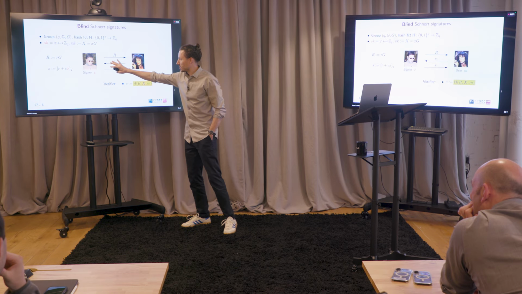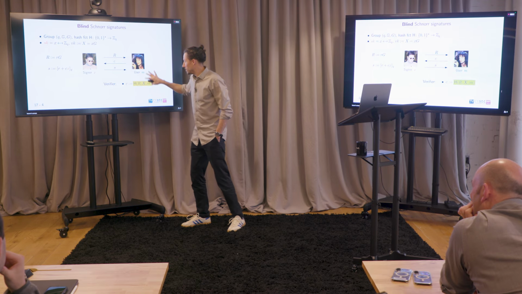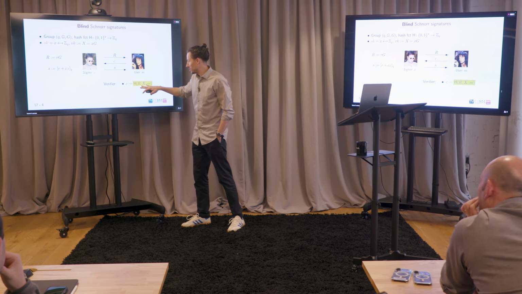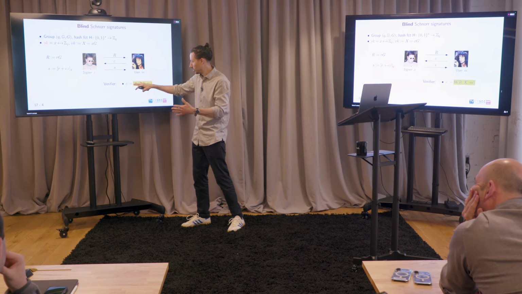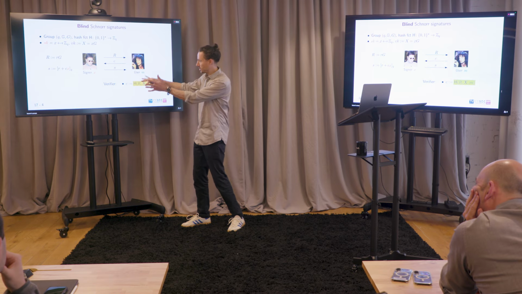So far, the user is choosing the R and computing the hash function. The R is sent by the signer, but then the user creates this challenge that, in the regular signature protocol, the signer would create because it knows the message. Now let's outsource that to the user, because it's the user that knows the message, right?